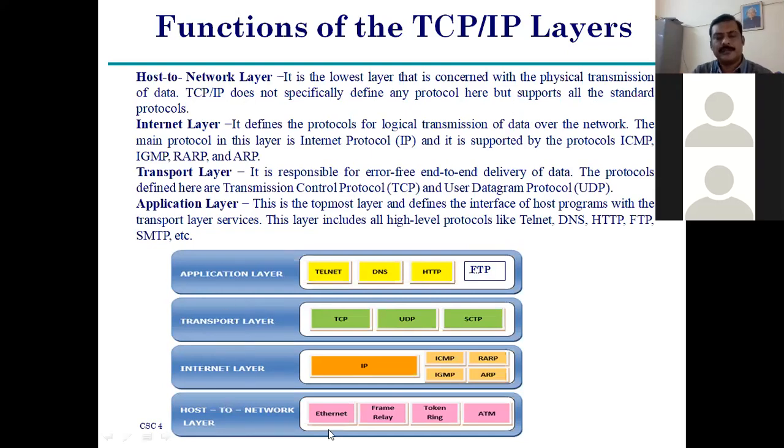So coming to the host to network layer, there are a few examples. This is Ethernet. Ethernet is one of the networks. So that network is established between the nodes, and very high speed connection points are used. The 802.3 or 802.4 standards are used for Ethernet connections.